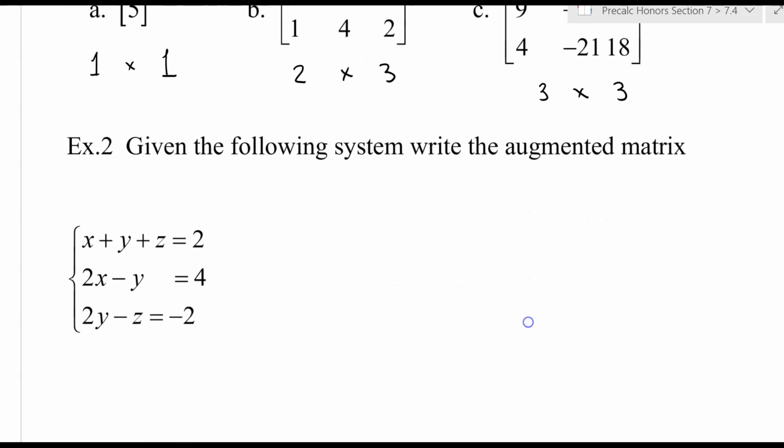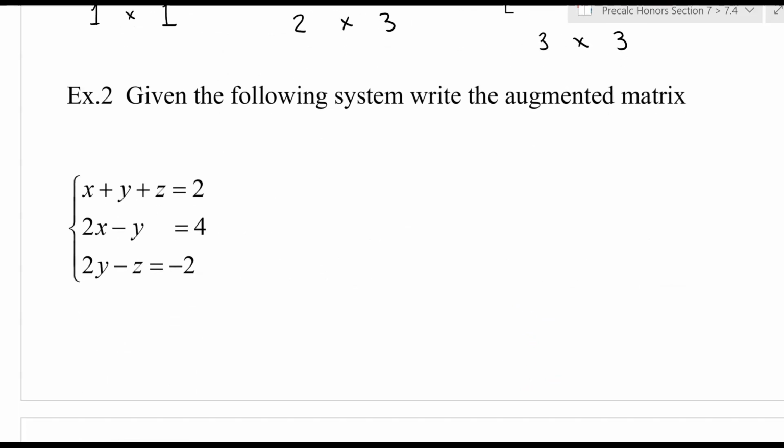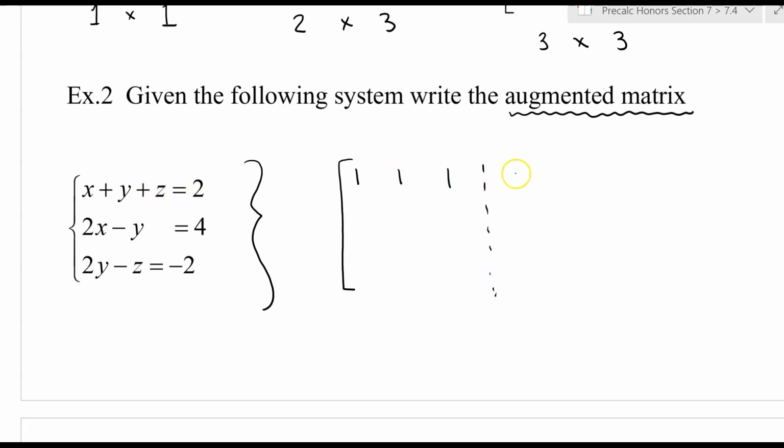All right, the second example, again, a little bit of vocabulary. We're talking about an augmented matrix. Given the following system, write the augmented matrix. Our augmented matrix is basically what we get when we pull off the coefficients. My coefficient of x here is 1, my coefficient of y here is 1, my coefficient of z here is 1, and then it's going to equal 2.